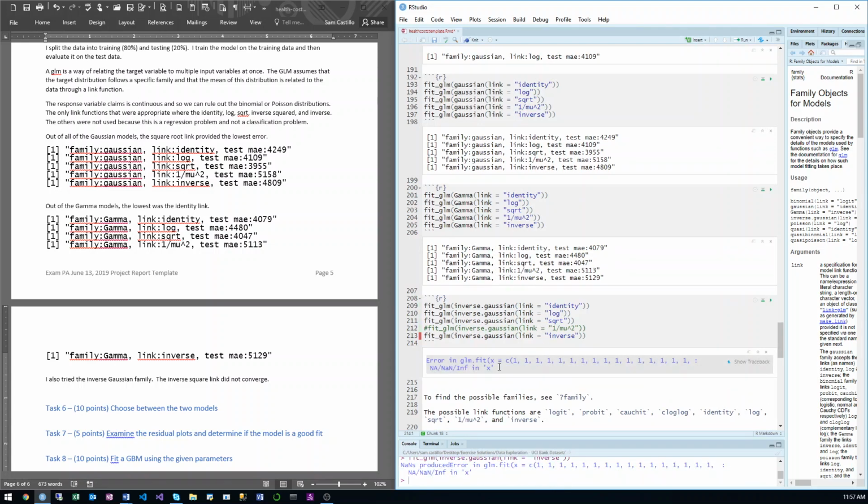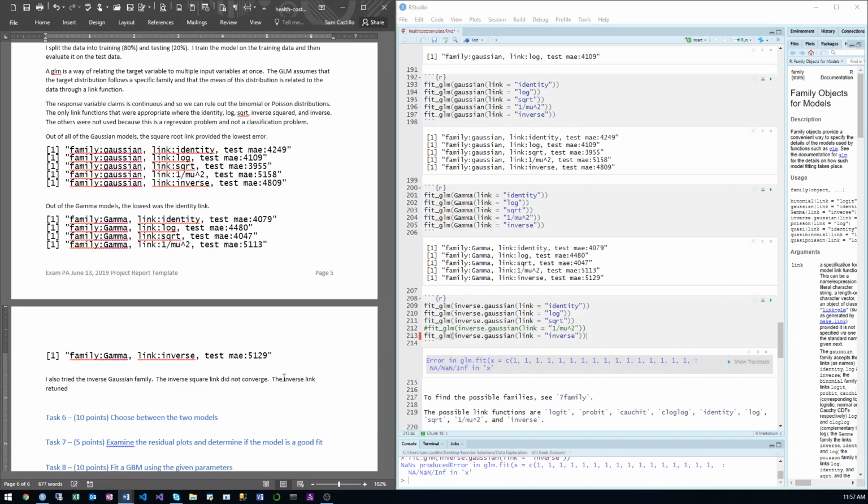And this is also failing. Inverse Gaussian, link equals inverse. It's giving me not a number value. Not a number. Well, what are you trying to do? I guess because you're trying to take an inverse of something. So the inverse is 1 over something. So if you try to divide by 0, it will give you a nan value, which is possibly what this is doing. The inverse link returned NA values as well.